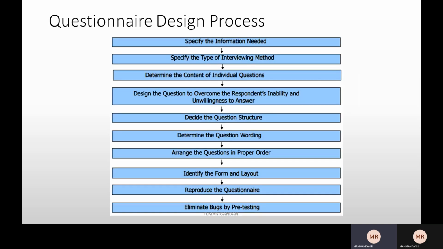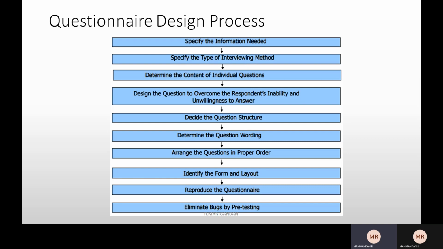Okay. The graphic rating scale. I already told that this is based on emojis, which most researchers can use very easily while doing these questionnaires. The questionnaire design process is a very important process while preparing any questionnaire. First thing is specify the information needed. Which information? What information do we need to frame the questionnaire? And specify the type of interviewing method. So which method should I use to make an interview? The interview method is like an in-depth interview or direct interview.